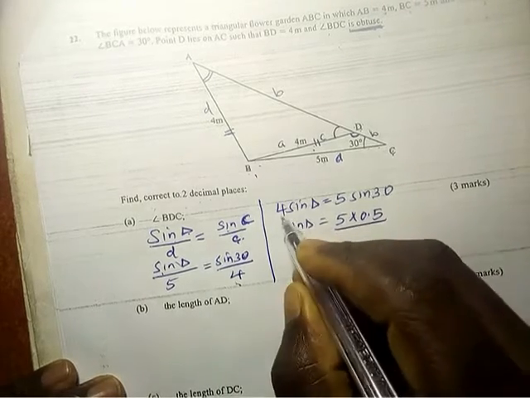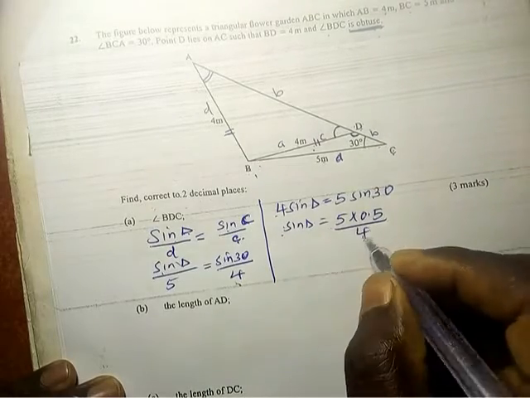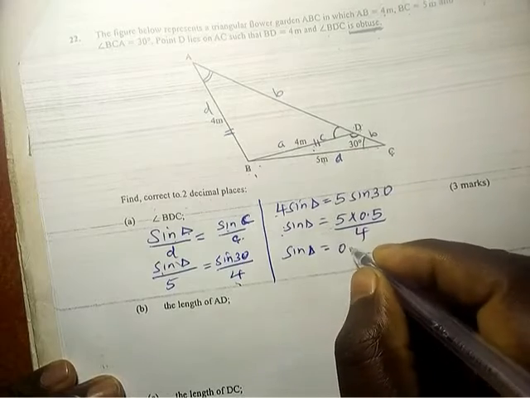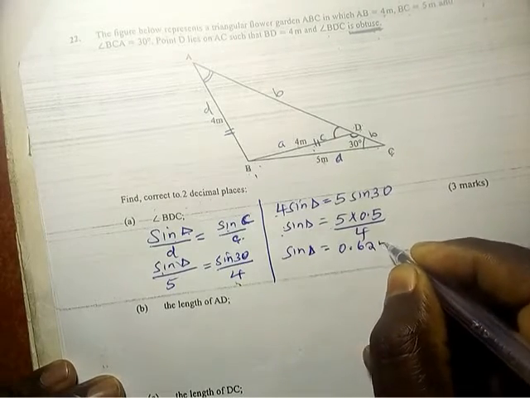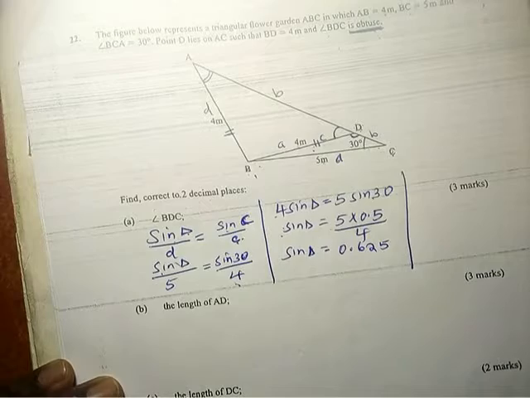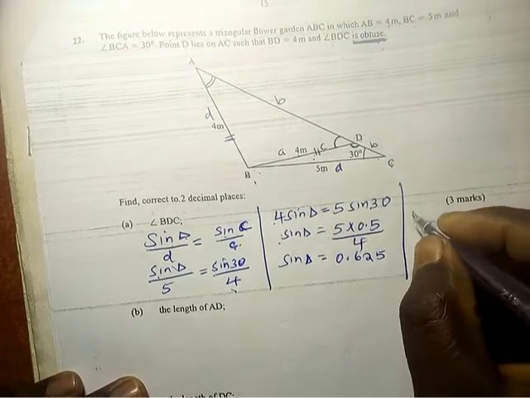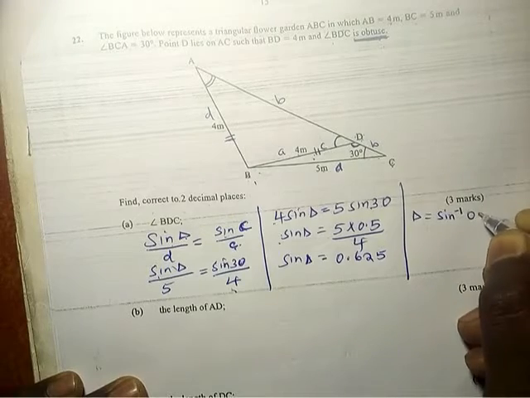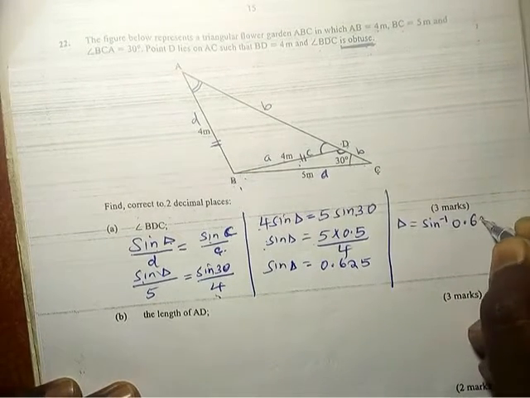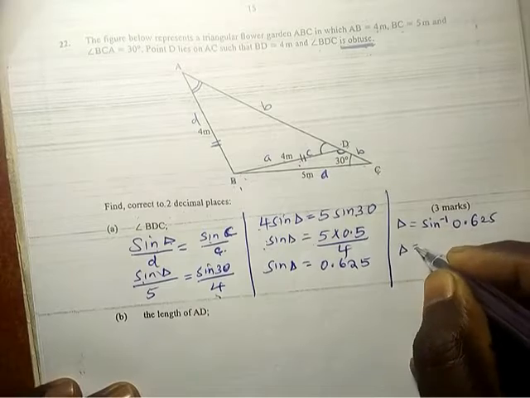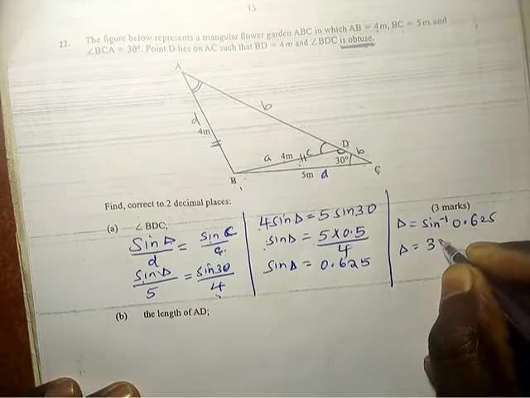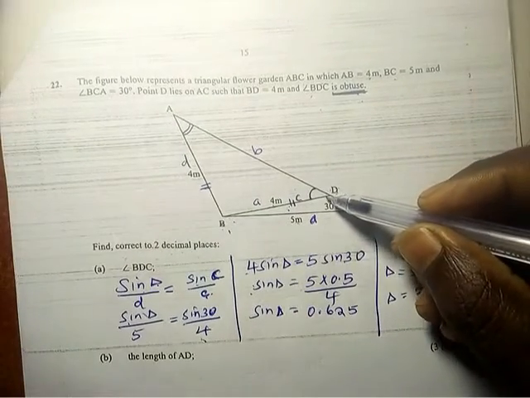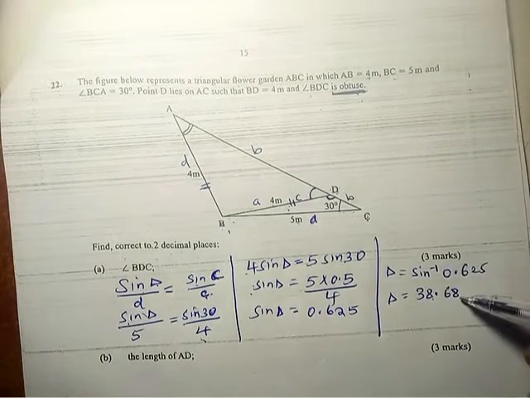Divided by, so we divide by 4. So sine D is equal to 0.625. So what we want is D and not sine. So D equals sine inverse of 0.625. So D gives us 38.68. So the angle D here would be 38.68.